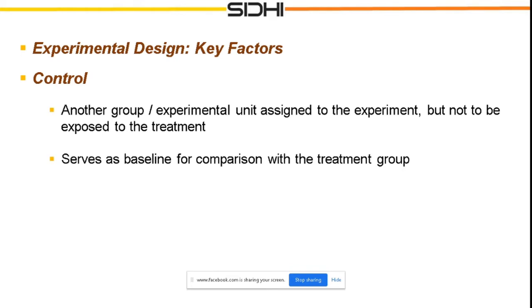Okay, why do we do that? Why do we need to have a control? So it serves as baseline for comparison with the treatment group. Is your treatment more effective than your control? Is your treatment less effective than the control? And you can also have a control experimental group or a control experimental unit. For example, if you're testing certain rice varieties for drought, you can have a control of a known drought tolerant one and a known drought susceptible one. So you can see which one is better.